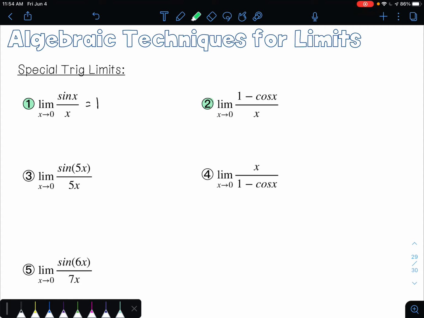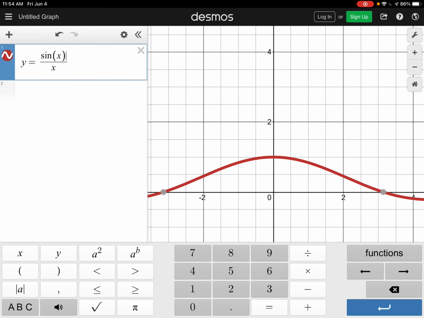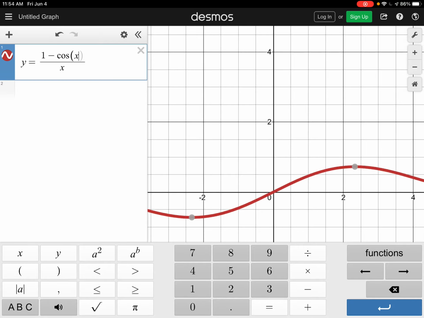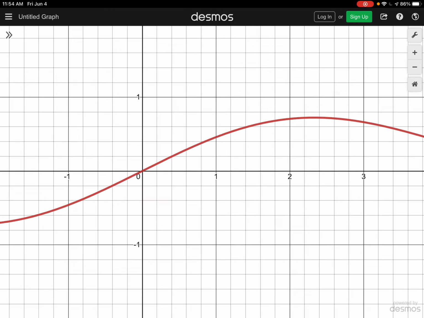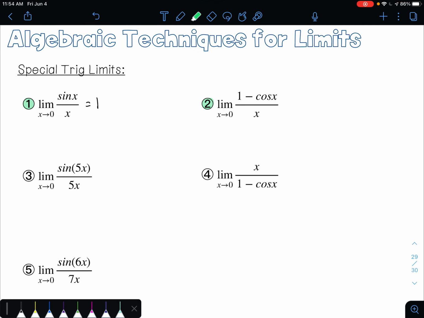The other one that we definitely want to know is the limit as x approaches 0 of 1 minus cosine of x over x. Now the cosine of 0 is 1, so the top becomes 1 minus 1, or 0, again over 0, indeterminate form. But if we look at this function, 1 minus the cosine of x, zoom out a little bit so you can see the whole thing. As we zoom in, there is again a hole at 0. Desmos just can't show it, but it's going through 0. The limit of that is 0.